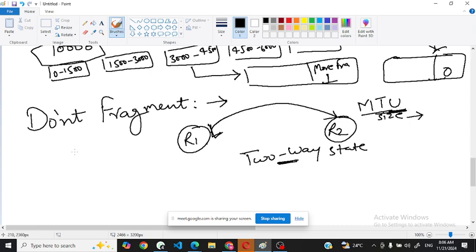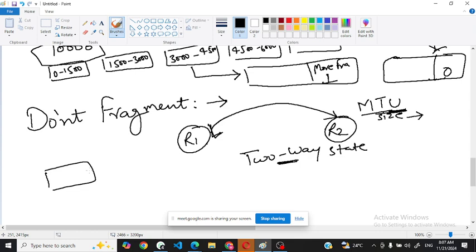Similarly, if a router is receiving 1200, what is the maximum MTU size in segmentation and fragmentation? There is a difference between segmentation and fragmentation in MTU size. Maybe 1460, I think? 1500 bytes. Yes, both are correct.